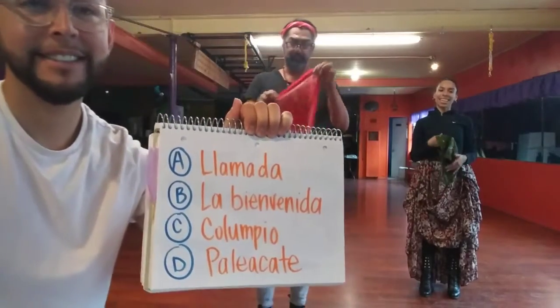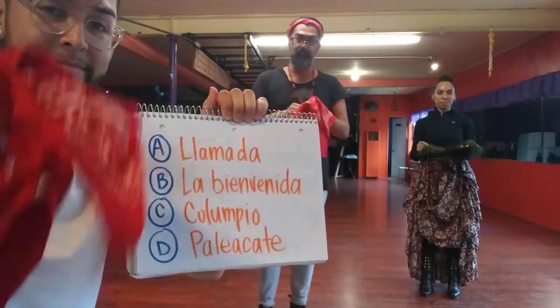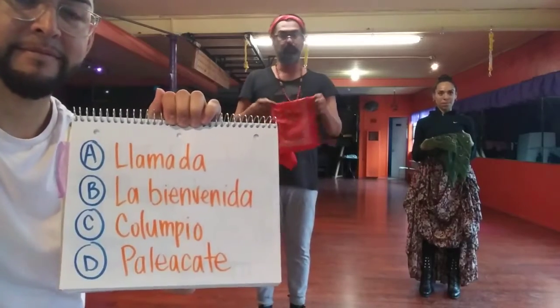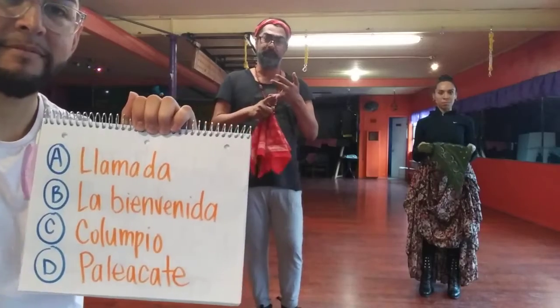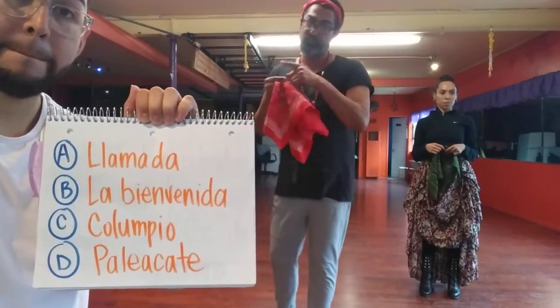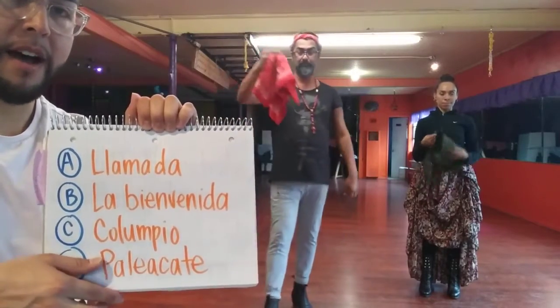Paliacate. And that's what this is. It's a handkerchief or a pañuelo. If you have one, you can use it. If you don't have one, you can use a napkin, or a small towel. And if you don't have any of those, you can also use a shirt or a small tank top or something. A cloth would be preferable.